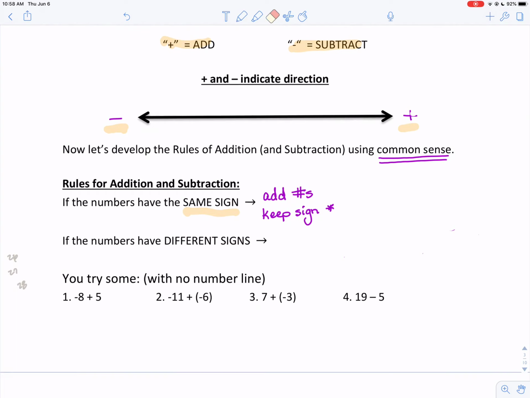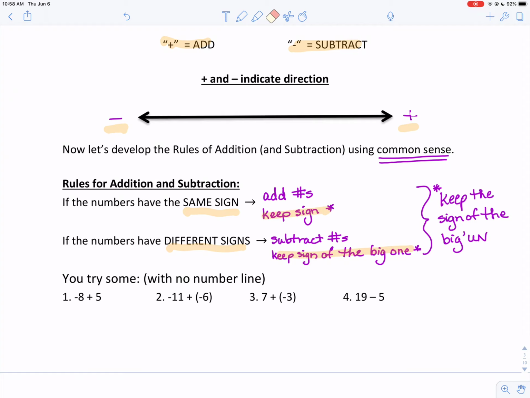So let's come back down to our rules. If the numbers have different signs, then you're going to subtract the numbers and keep the sign of the big one. Now, a lot of students get confused. Do I keep the sign or do I keep the sign of the big one? Well, the sign of the first ones is the same as the sign of the big one. So just always remember to keep the sign of the big one. So the rules for adding and subtracting: if the signs are the same, you add them. If the signs are different, you subtract them, but you always keep the sign of the biggest number.